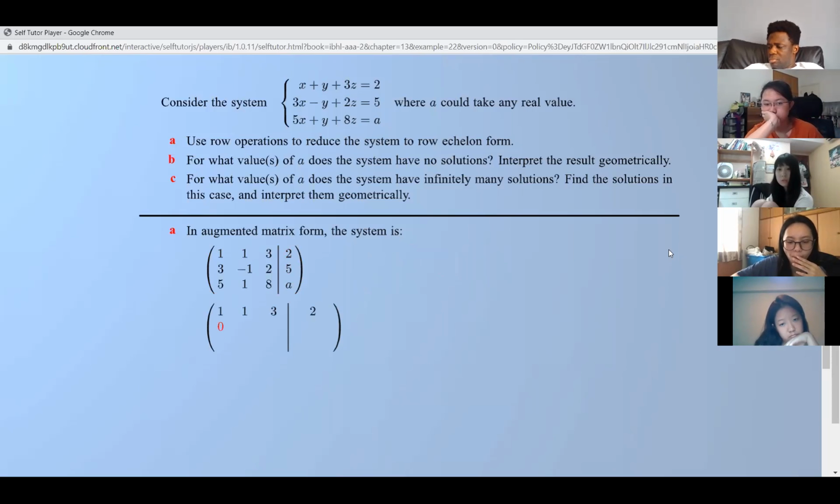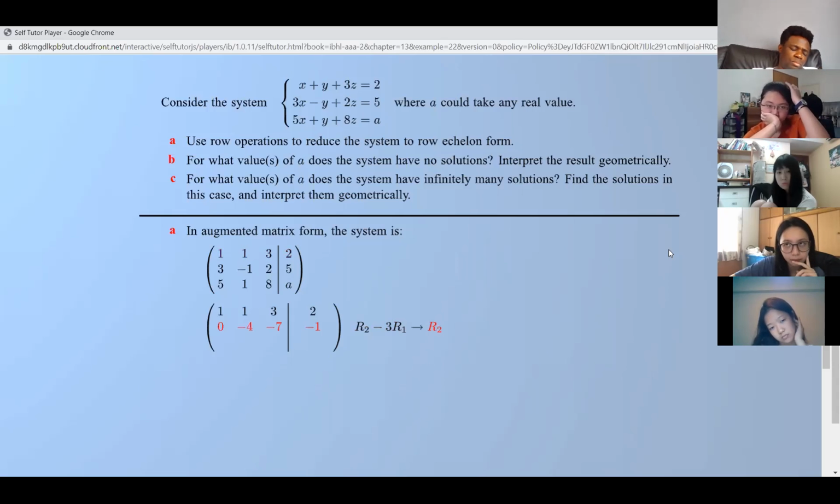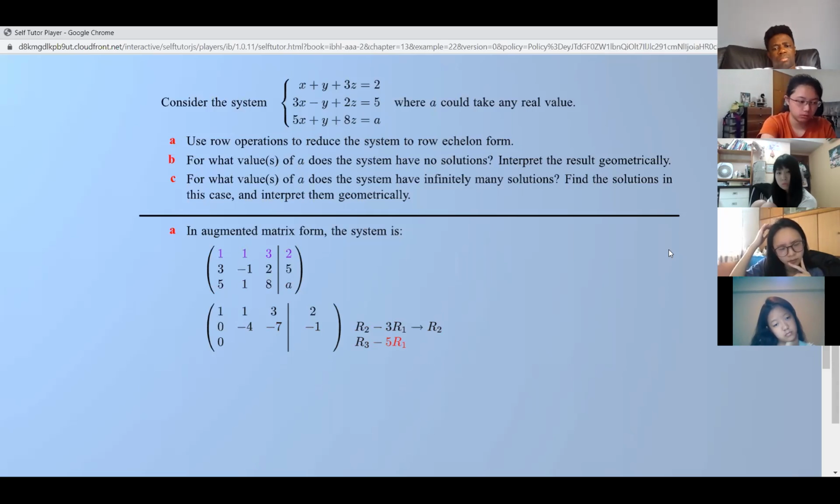We start with getting zeros in the first column under the 1. Look at the coefficients of x in the first 2 rows. What row operation can we perform on row 2 to make the first element 0? We start with row 2, then subtract 3 times row 1 to generate the new row 2. What row operation can we perform on row 3 to make the first element 0? We start with row 3, then subtract 5 times row 1 to generate the new row 3.